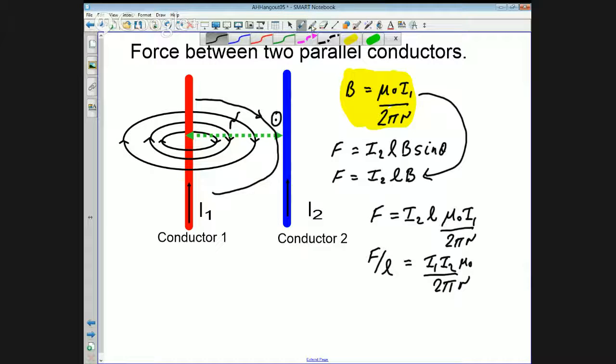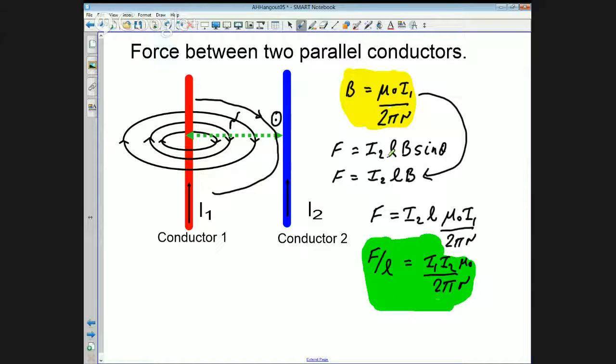So there is the expression for the force per unit length of a conductor carrying a current in the presence of another conductor carrying the current. And they will ask you that in the Advanced Higher. It's a well-known kind of proof to ask.